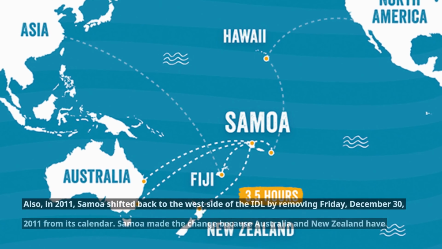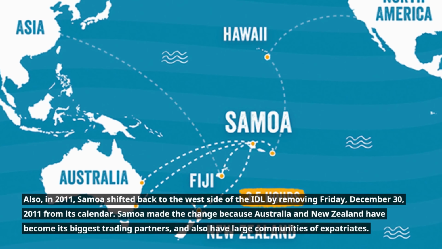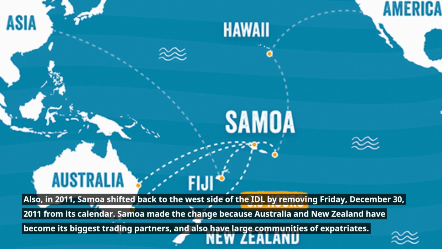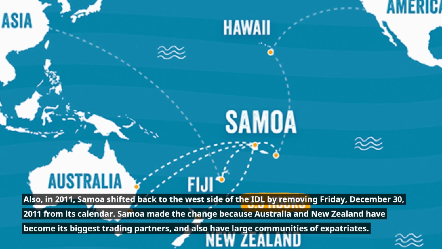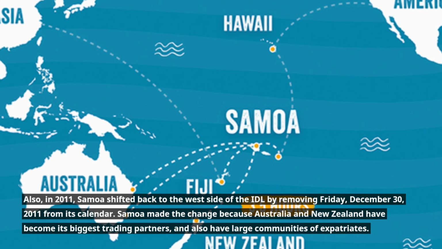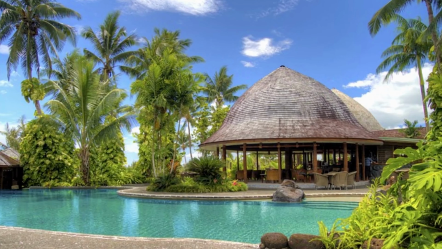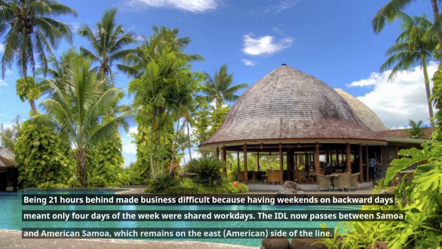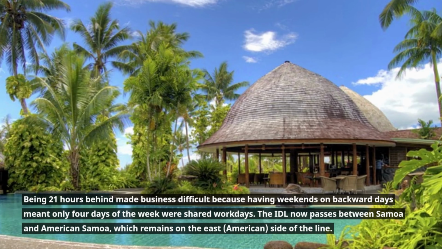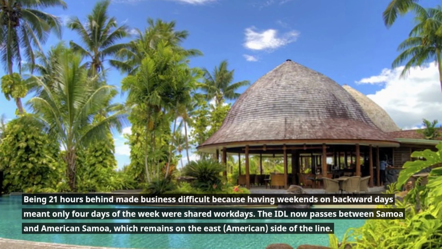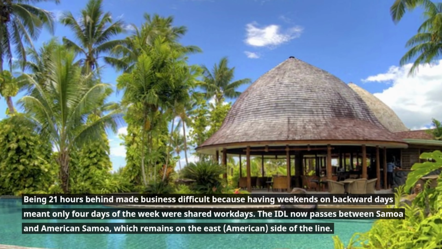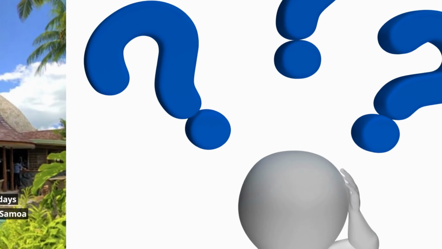Also, in 2011, Samoa shifted back to the west side of the IDL by removing Friday, December 30, 2011 from its calendar. Samoa made the change because Australia and New Zealand have become its biggest trading partners, and also have large communities of expatriates. Being 21 hours behind made business difficult because having weekends on backward days meant only 4 days of the week were shared workdays. The IDL now passes between Samoa and American Samoa, which remains on the East, American, side of the line.